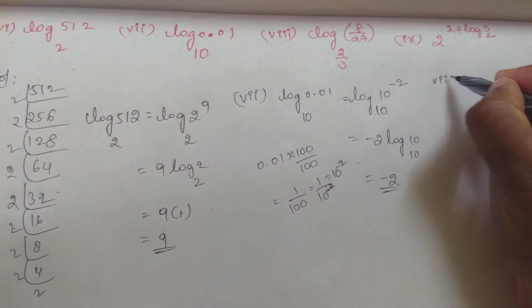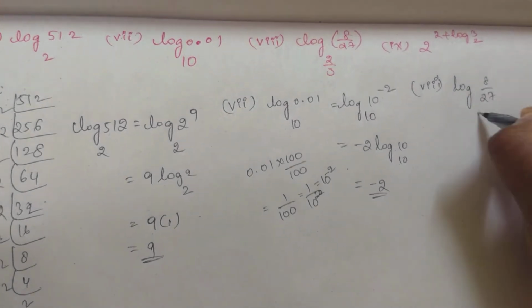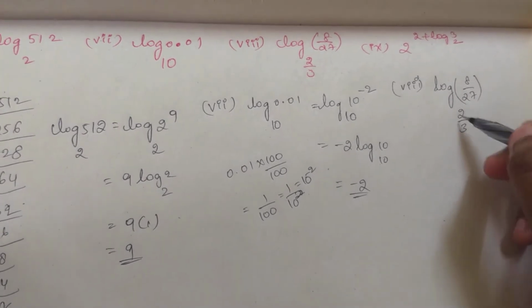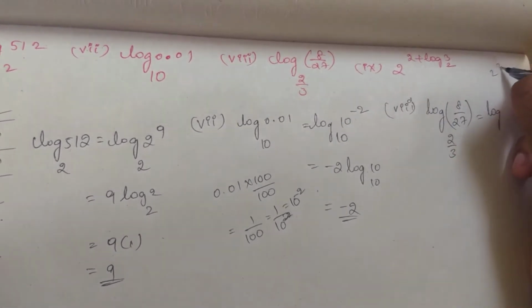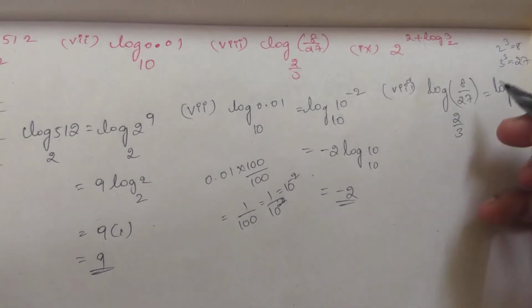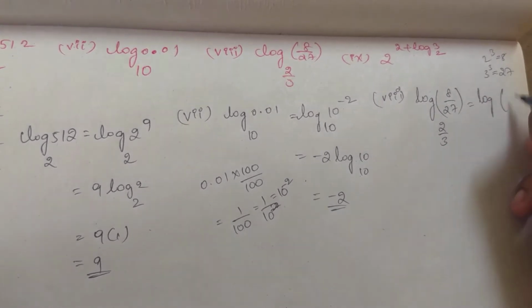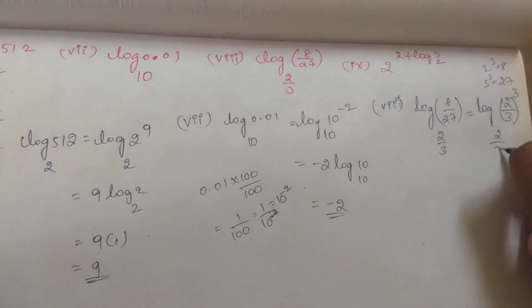So let us solve sub question 8 now. What is sub question 8? Log 8 by 27 base 2 by 3. So here let us convert this in the form of 2 by 3. So we know that 2 cube is 8, 3 cube is 27. So let us put it like 2 by 3 whole cube base 2 by 3.